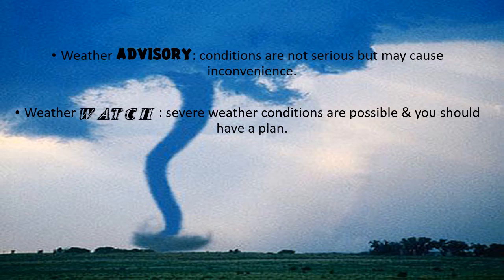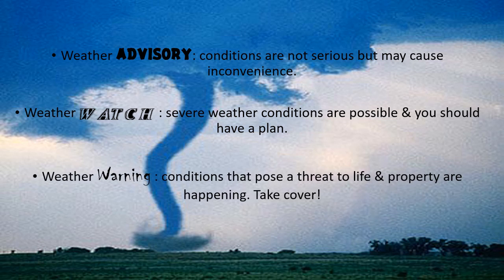A watch means that the weather conditions are possible and you need to have a plan. So it means that, you know what, there is a lot of rain, there is a lot of wind. This could turn into a strong thunderstorm. It hasn't happened yet, but just in case, have a plan of what you're going to do. Do you know where your safety shelter is? Do you know what to do if it were to turn into a tornado? Just have a plan.